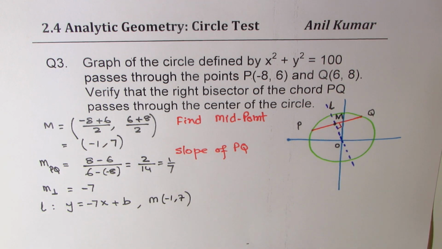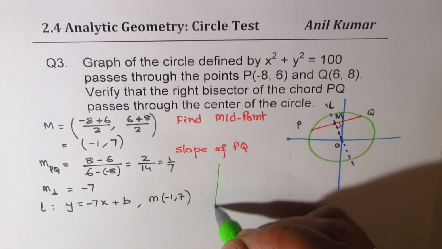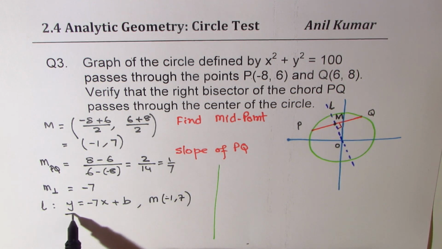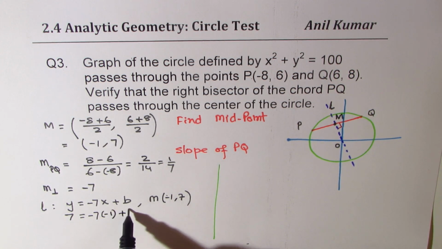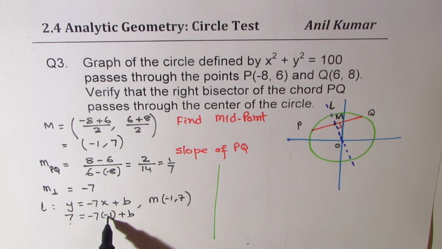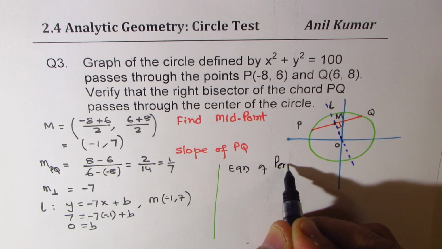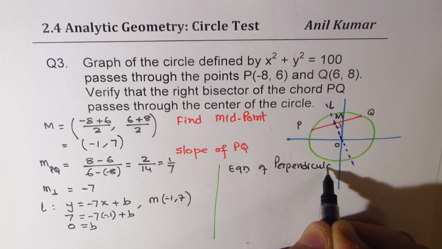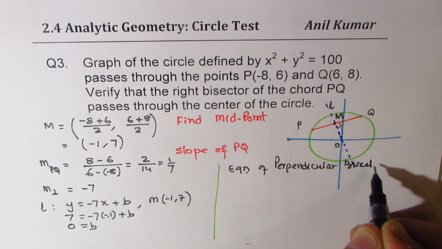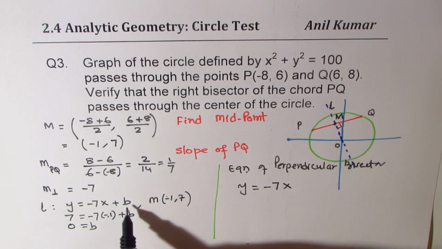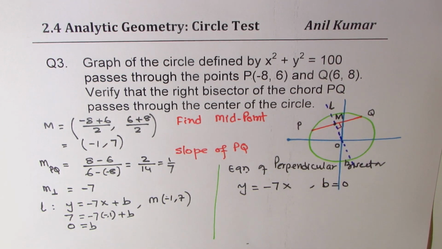So when you substitute minus 1 and 7, what do you get? Minus 1 for x and 7 for y. So 7 equals minus 7 times minus 1 plus b. Bringing it to that side, we get 0, so b is 0. So clearly the equation of the perpendicular bisector is y equals minus 7x, correct? Since b equals 0. We just found it here.